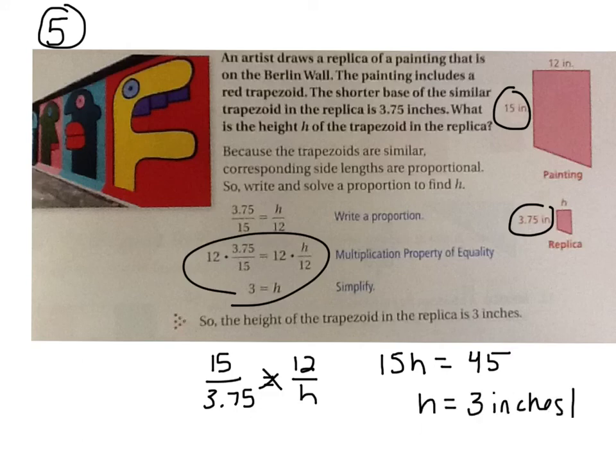So there are multiple ways to do a problem. So remember once again your key idea. This is the one thing I want you to know from today. Similar figures have the same shape, but not the same size. The angles are still congruent. The side lengths are proportional.